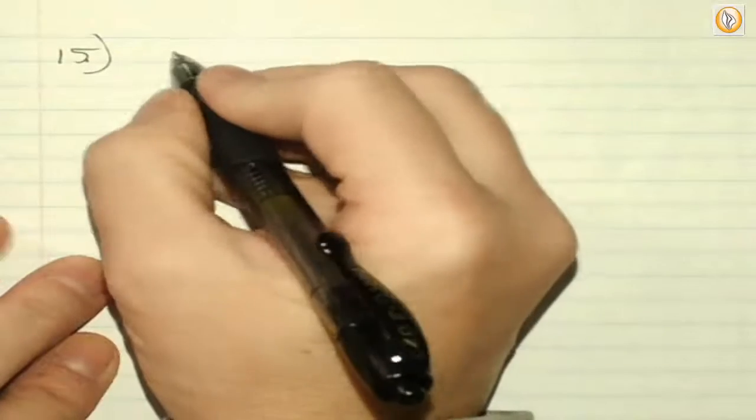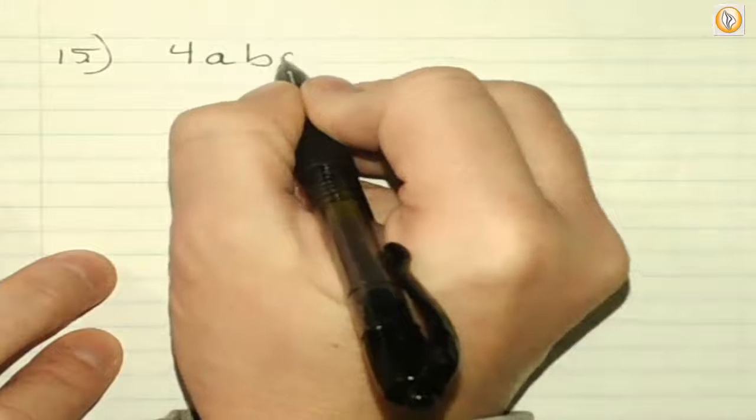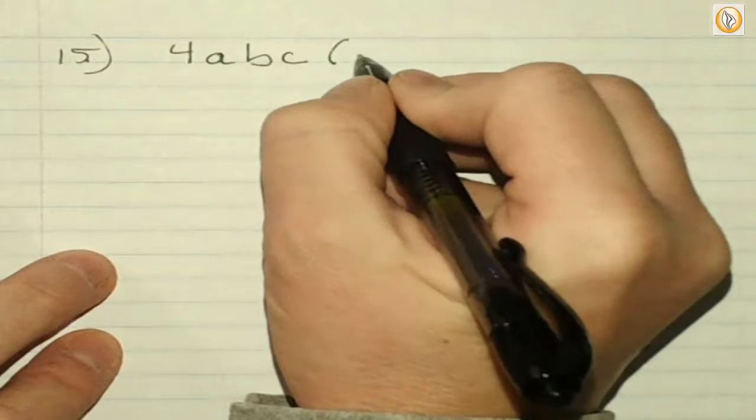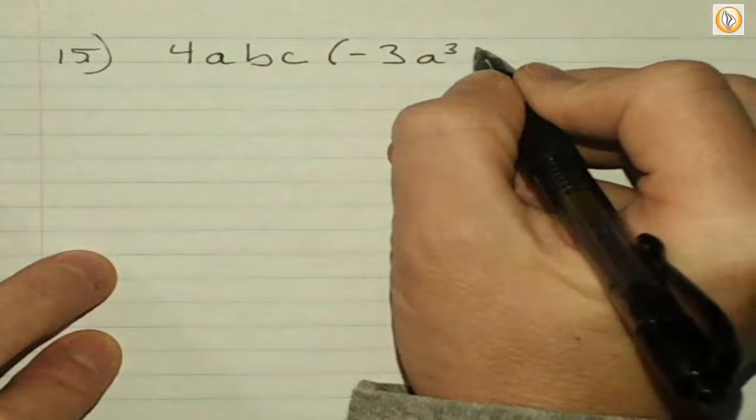All right, let's do another. 15. Taylor, you're going to redeem yourself. Yes, please. 4abc times negative 3a to the third power bc.